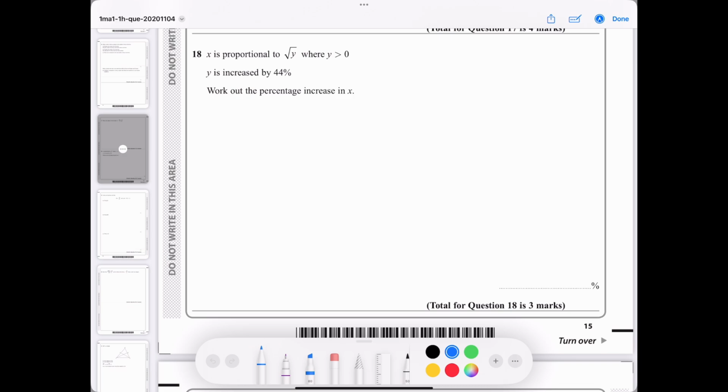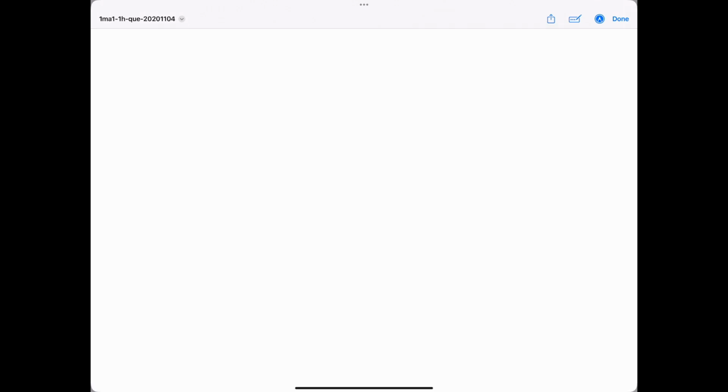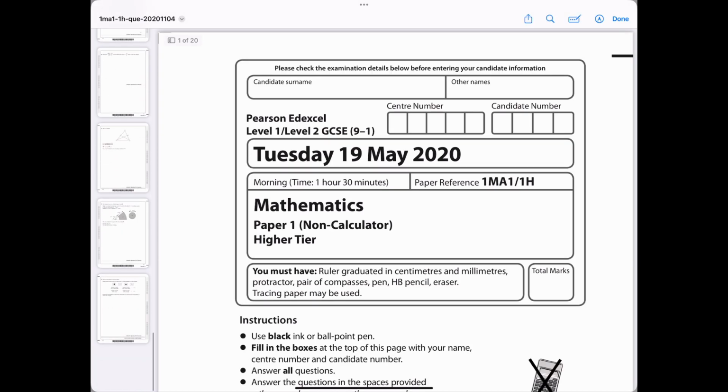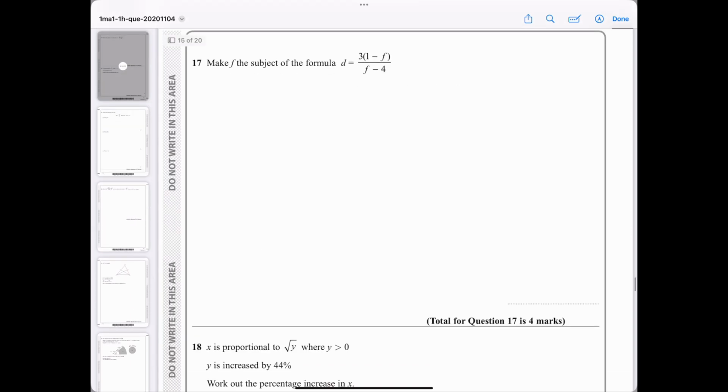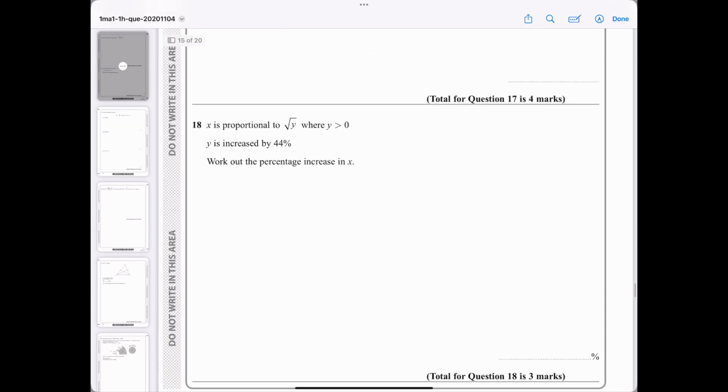Okay, I am going to do questions 18, 19 and 20 of a paper from 2020, the non-calculator. So x is proportional to the root of y, and y is greater than 0. So y is increased by 44%, work out the percentage increase in x.